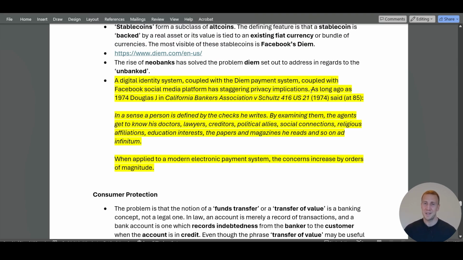staggering privacy implications. As long ago as 1974, Justice Douglas, in California Bankers Association versus Schultz, said at 85, in a sense, a person is defined by the checks he writes. By examining them, the agents get to know his doctors, lawyers, creditors, political allies, social connections, religious affiliations, education interests, the papers and magazines he reads, and so on ad infinitum. When applied to a modern electronic payment system, the concerns increase by orders of magnitude, and that's certainly the world we're living in today, isn't it?